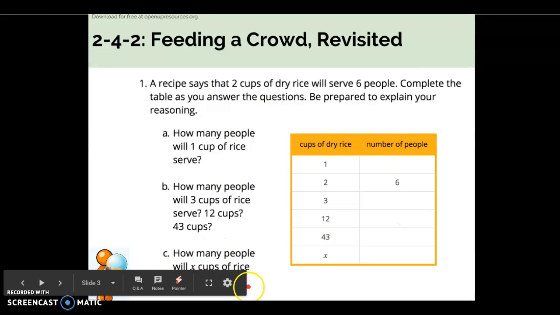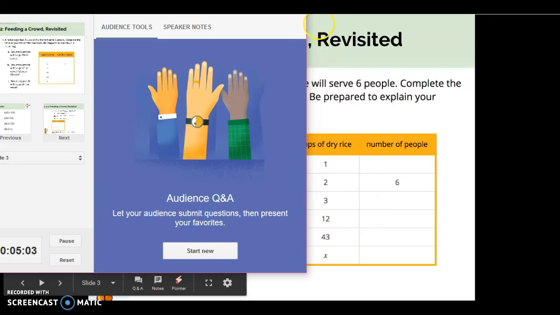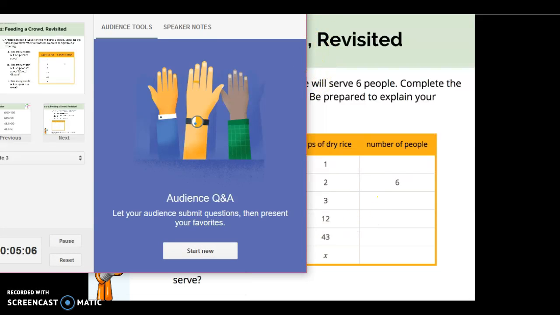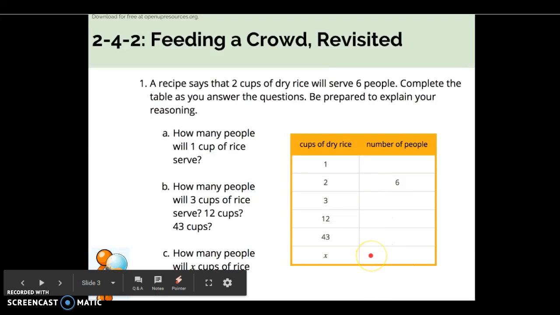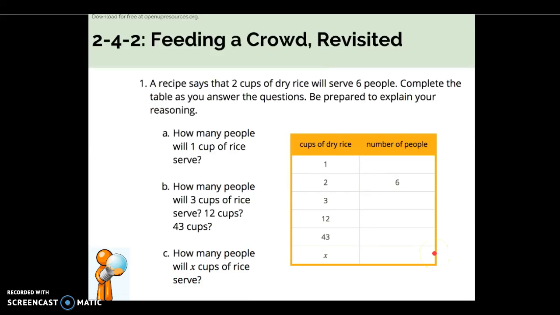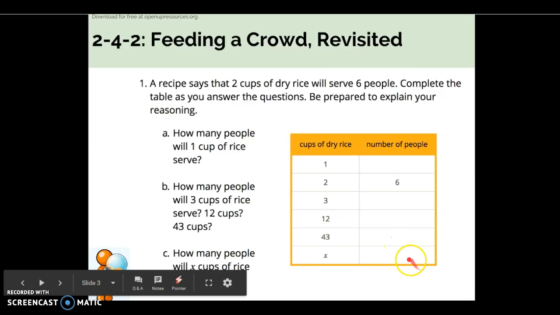So still not being able to write on here, but we would go ahead and put x. So the actual equation would be x times 3. Therefore, if I gave you 500 cups of dry rice, you would be using that constant of proportionality to solve, and you would actually use 500 times 3. Sorry, I know this is hard without me being able to write, but just know x times 3 is going to be the actual solution for this problem.